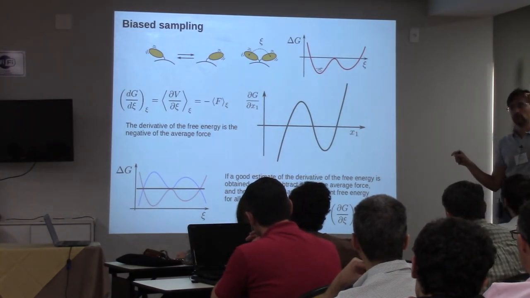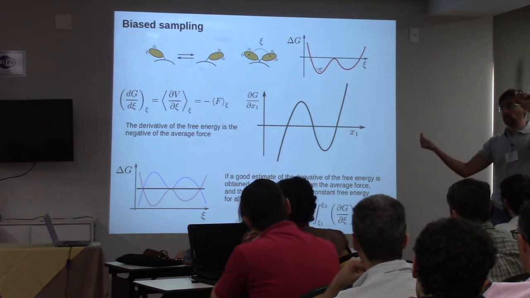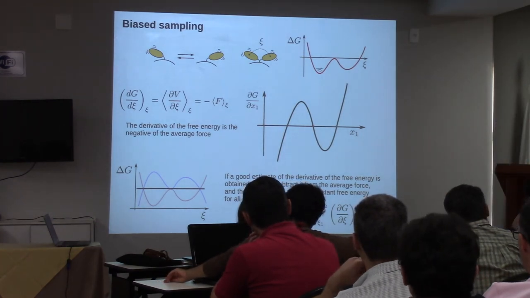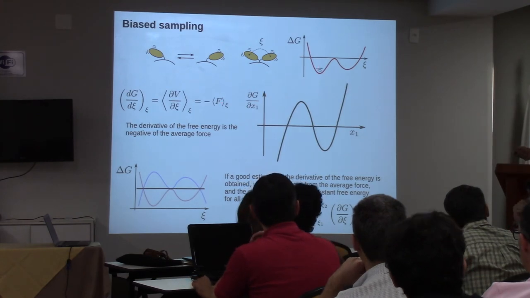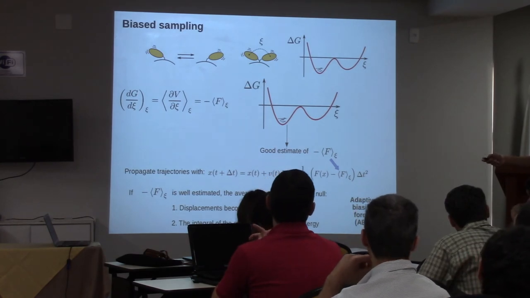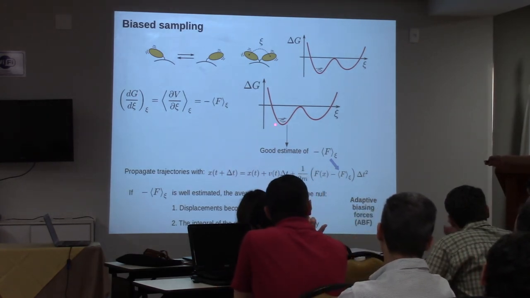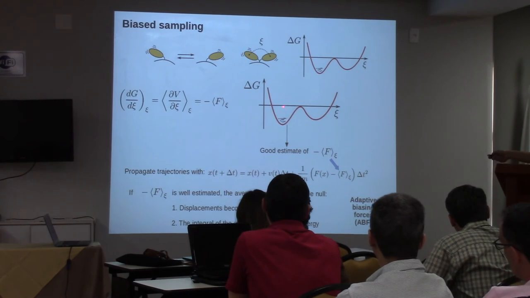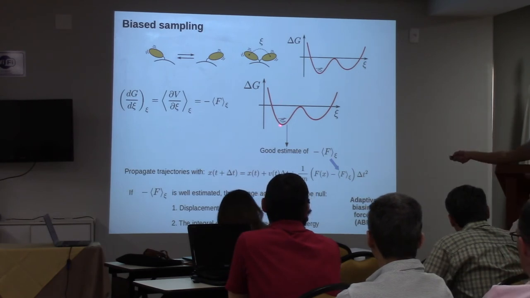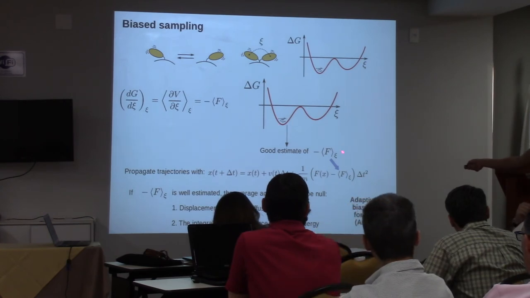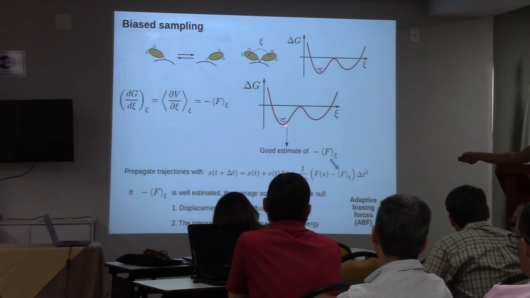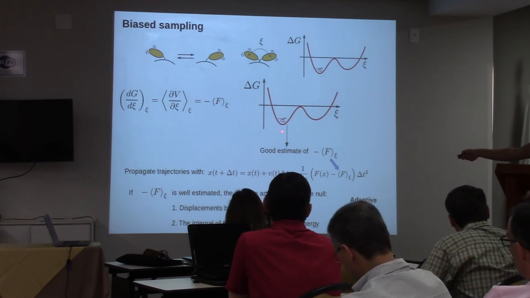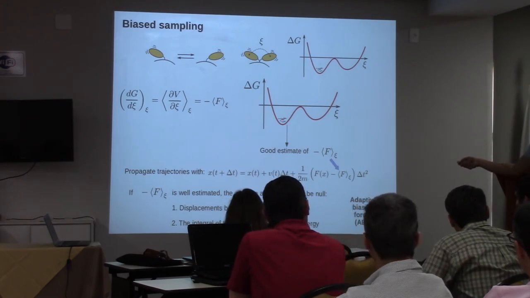But since the derivative of the potential energy is the force, we can add to the system forces that counteract the forces that the system is feeling in each reaction coordinate. So if our simulation is stuck here, but it samples this position in this coordinate many times, we can obtain a good estimate of the derivative of the potential energy along this reaction coordinate, which is the same as the average force that the system feels at this reaction coordinate, which is actually being sampled in the original potential.